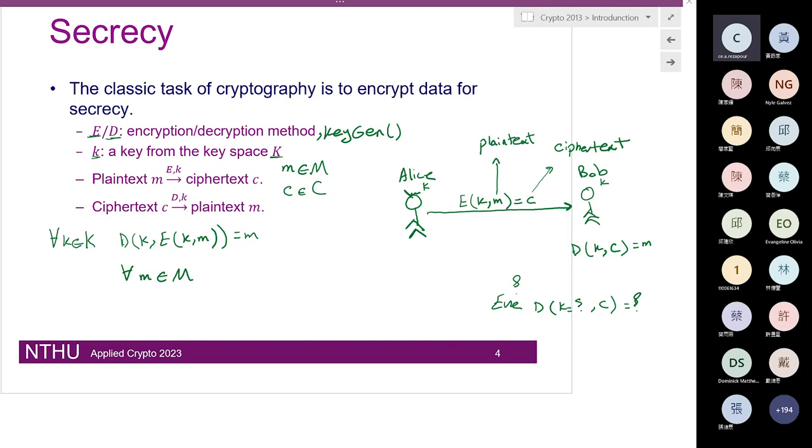Remember, you can have a crypto system algorithm that works fine with some keys, but with some other keys it doesn't work. That cannot be an encryption-decryption algorithm. So that is a thing to remember.